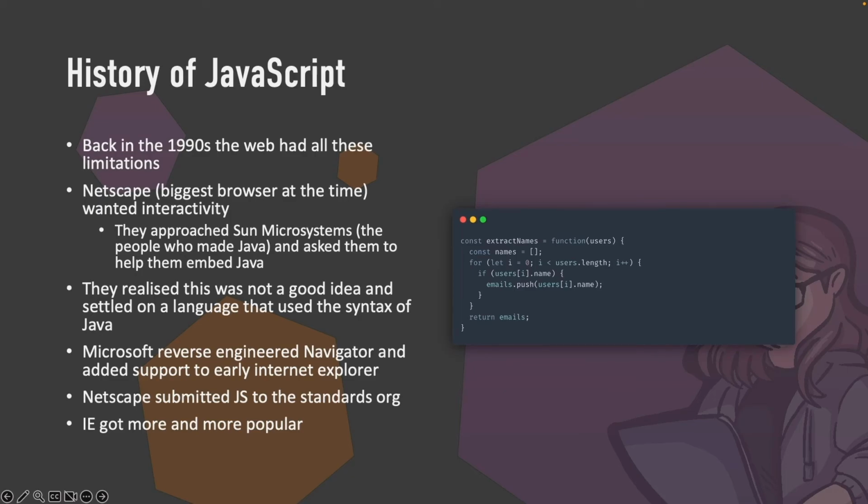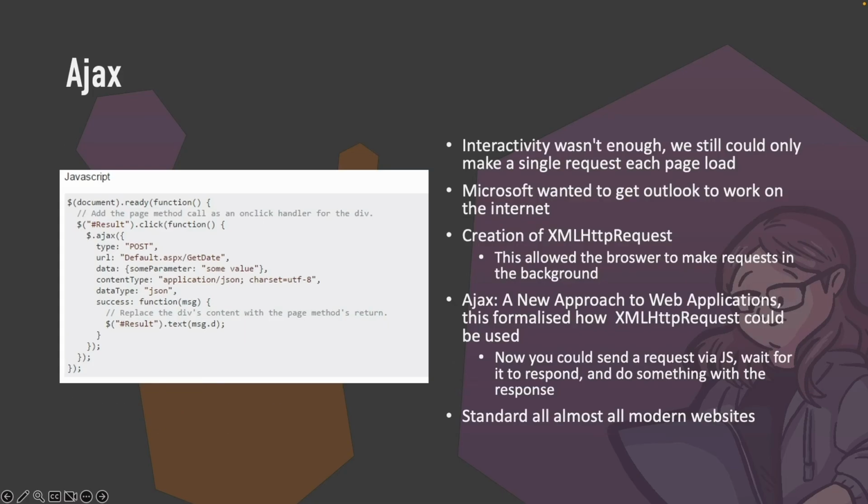Now, when Netscape made this, Microsoft saw and was like, we want that too. So they reverse engineered Netscape Navigator, the web browser, and added support for JavaScript to early Internet Explorer. Netscape submitted JavaScript to standards organizations, however, it didn't really matter. Internet Explorer got more and more popular, and with that, Microsoft wanted to get Outlook, their email client, to work on the internet. The problem is that JavaScript activity alone was only so much. You could still only make a single request each page load. You couldn't send more requests.